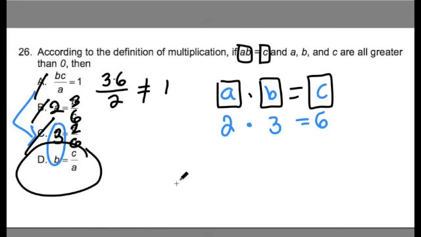I think this is a nice way to approach a problem like this. This problem here could have gone a lot of different ways. It could have said A, B, and C are integers.